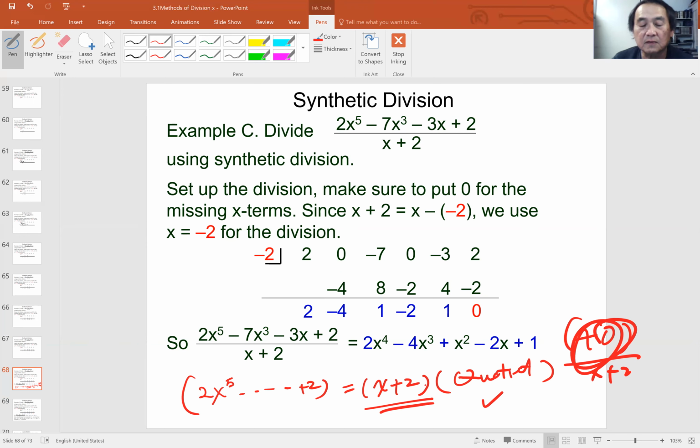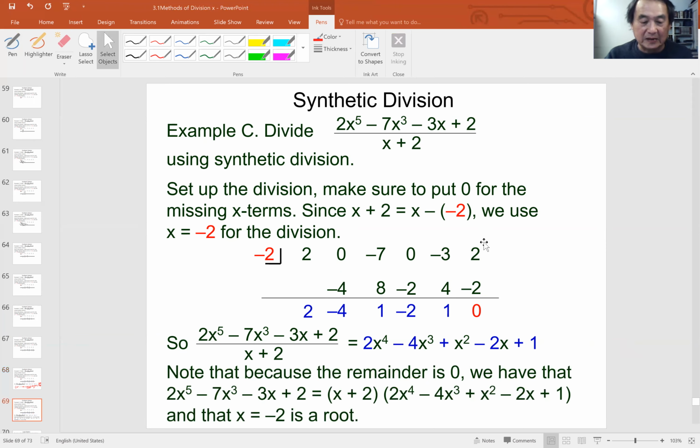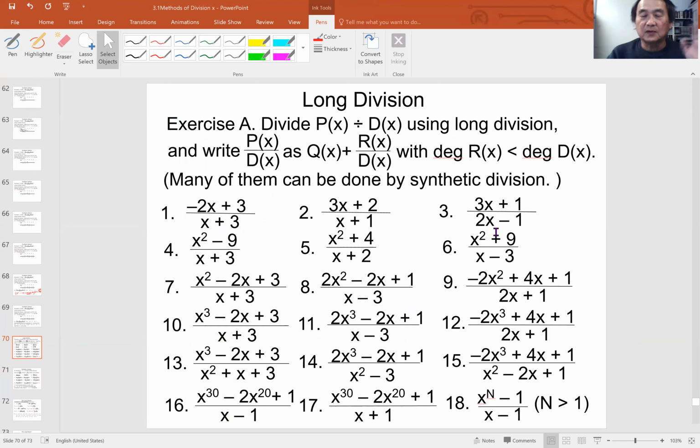And so this is what synthetic division tells us in terms of the relationship between the remainder and whether the divisor is a factor or not. So this is a usage for synthetic division.